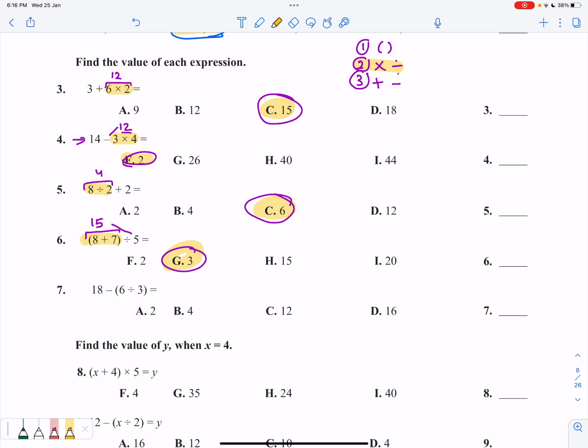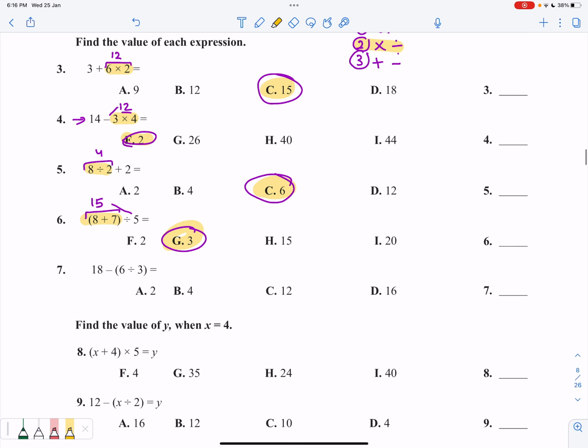After that, I have subtracting and parentheses. So of course we need to do the parentheses first. 6 divided by 3 equals 2. Then we subtract, so 18 minus 2 equals 16.